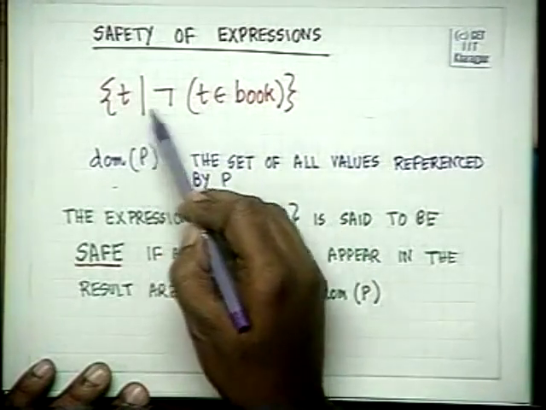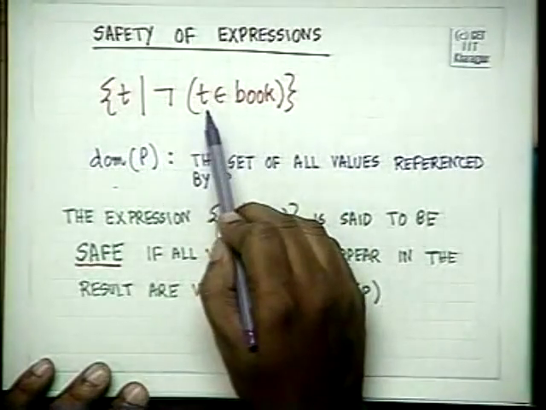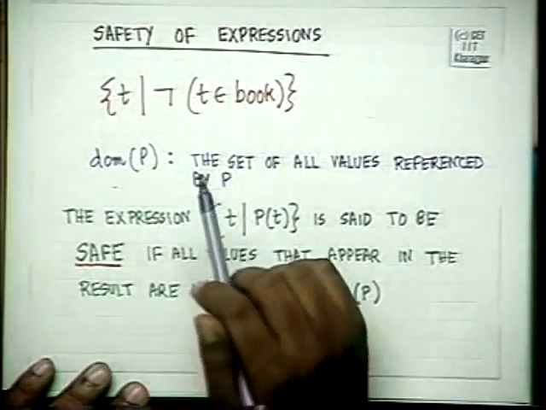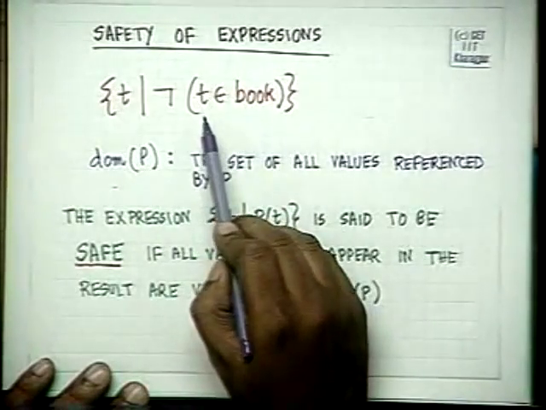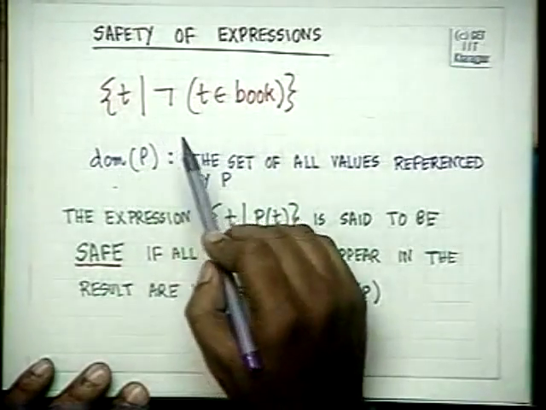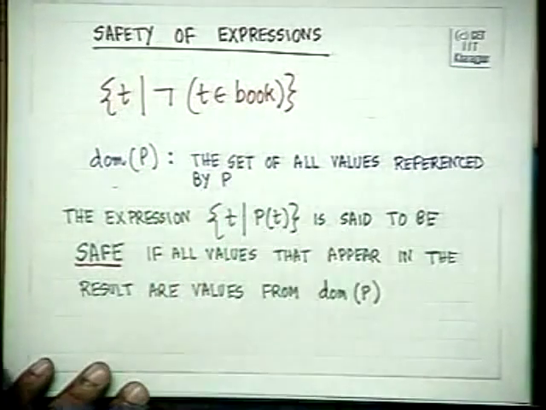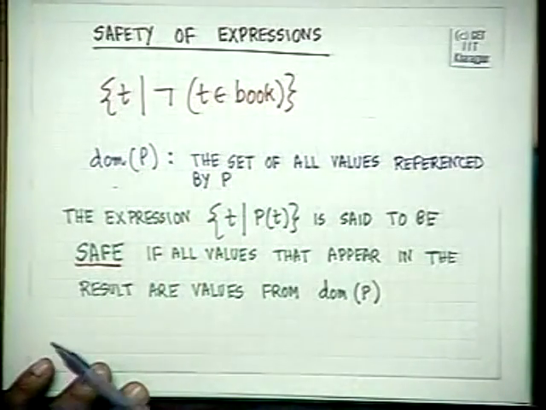This will have the same attributes as book, that is year of publication, which is an integer, a 4-digit integer, title, which is a set of characters, and accession number, which is another set of characters. The question is, find all T such that T not element of book. That is, find out those books which are not there in the library. Now the question is, how will you get this? What is the answer to this?